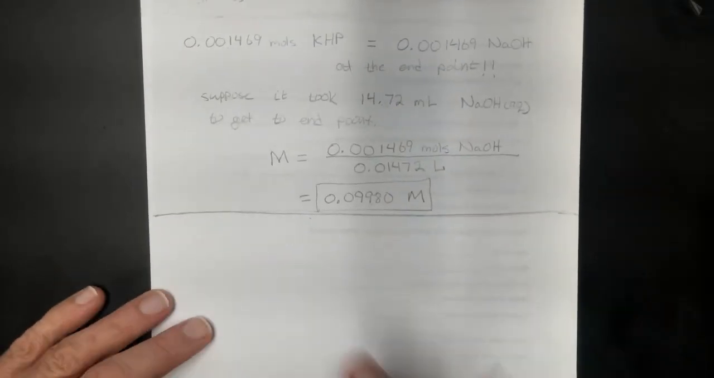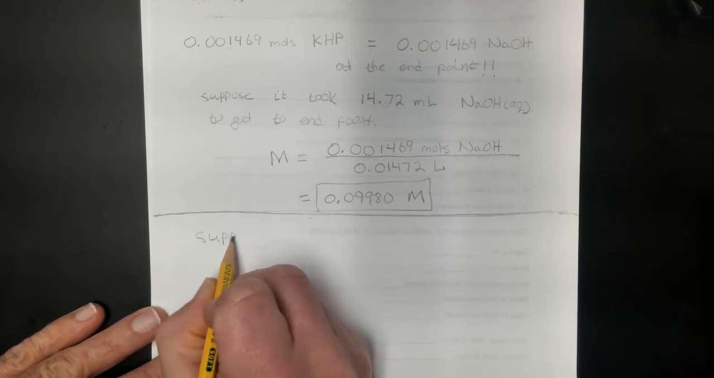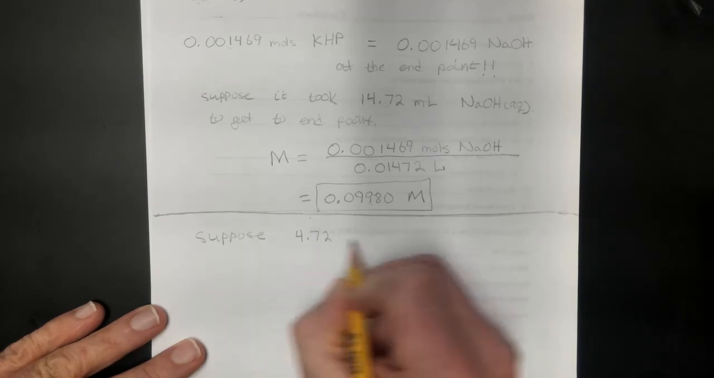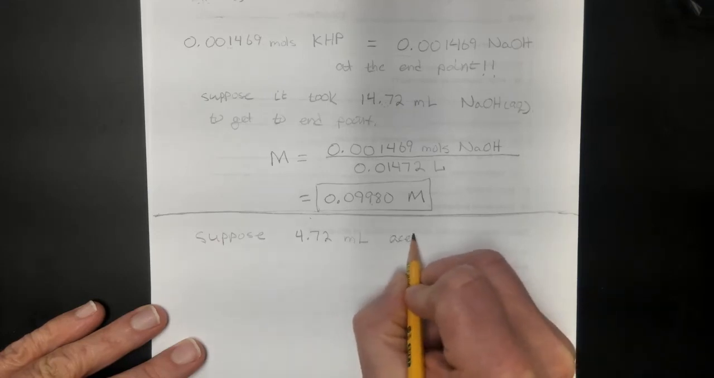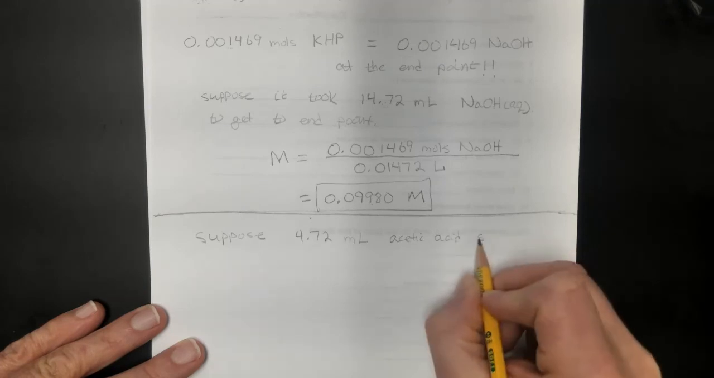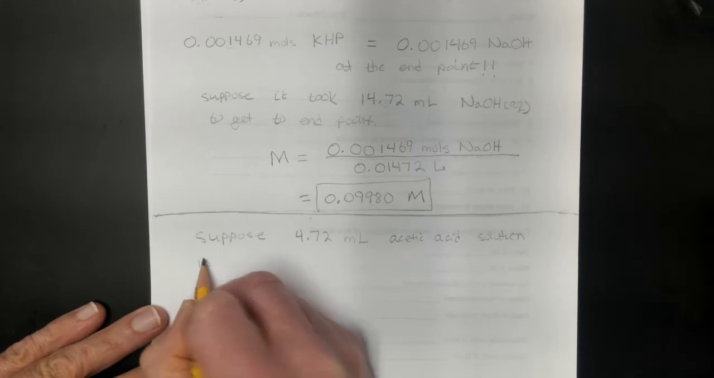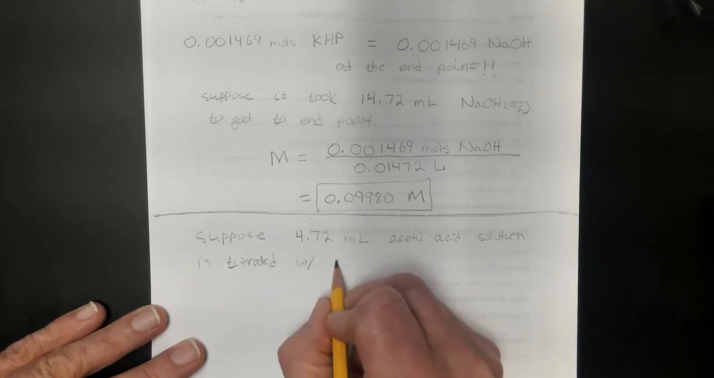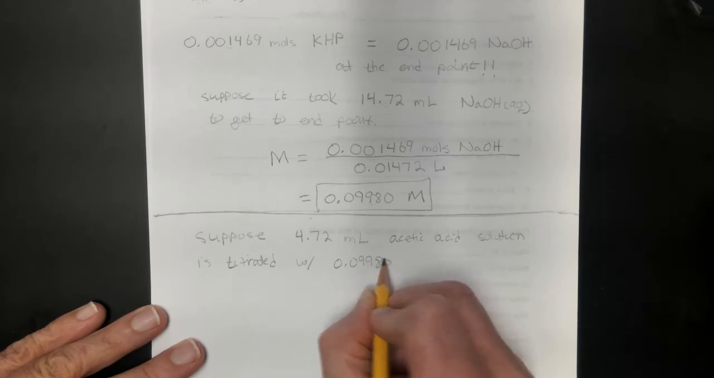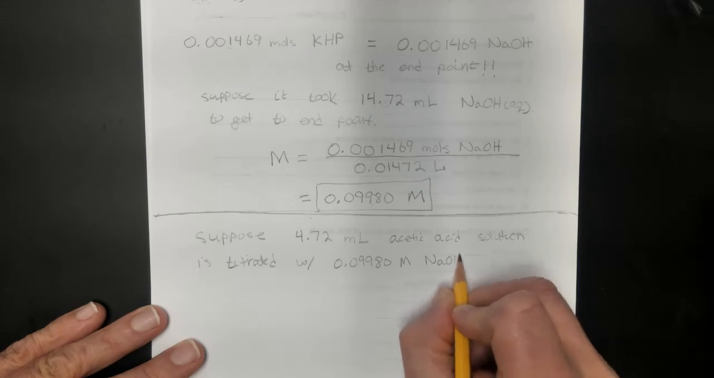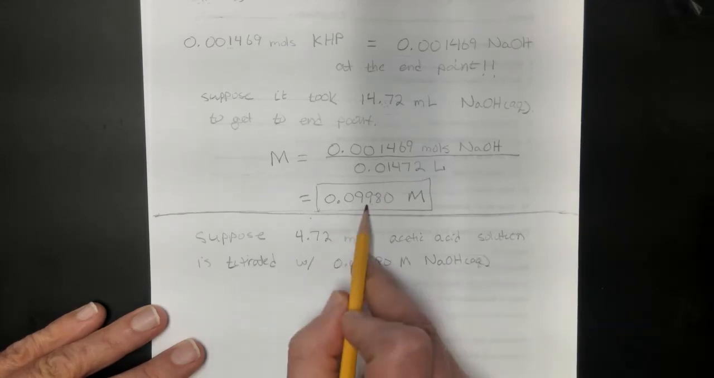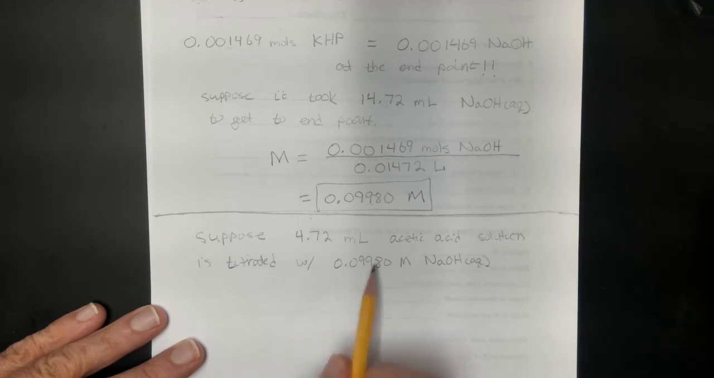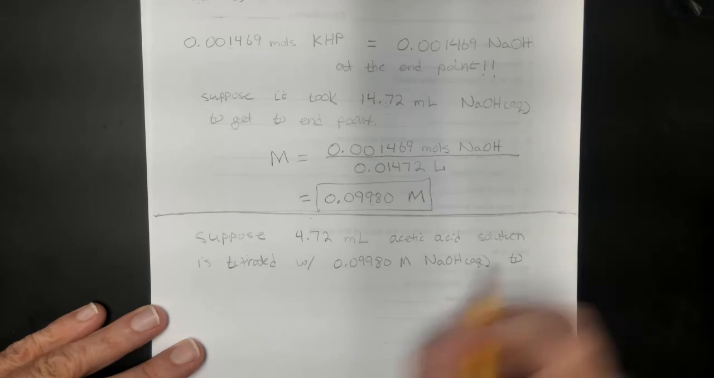Okay. Now suppose 4.72 milliliters of acetic acid solution is titrated with this concentration of sodium hydroxide. We know that concentration now because we did that experiment first. So we have an acetic acid solution now, and we titrated with this concentration of sodium hydroxide to reach endpoint.